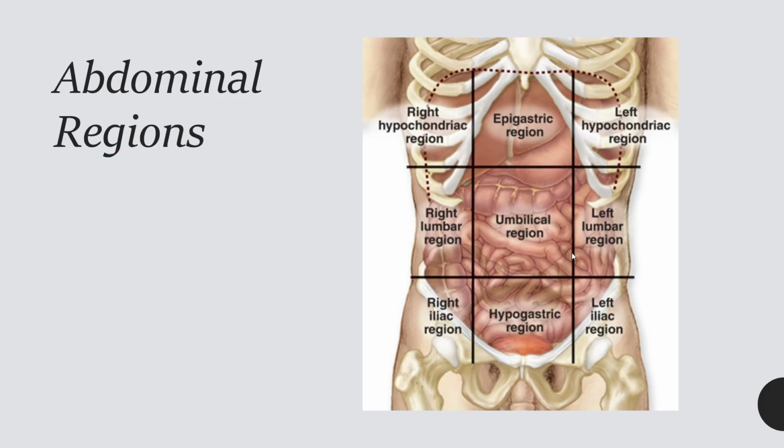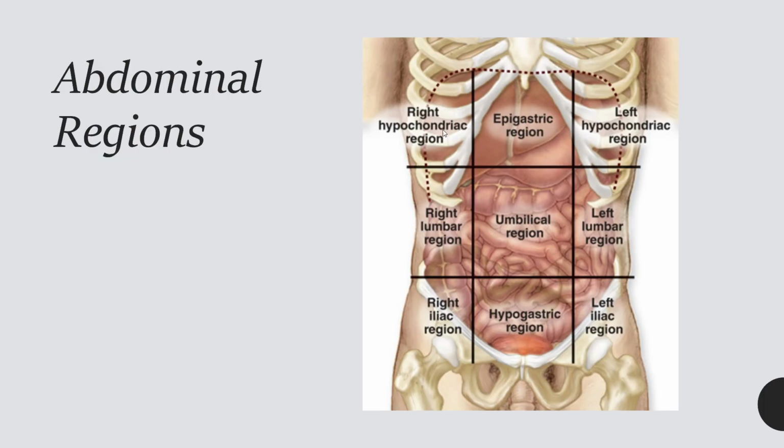So the umbilical region is right around the umbilicus, or the belly button, and above that is the epigastric region. Epi means above, gastric means stomach, so it's right above the stomach area. Below the umbilical region is the hypogastric region. Hypo means below, gastric means stomach, so it's below the region where there's the stomach.